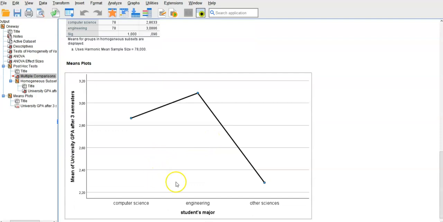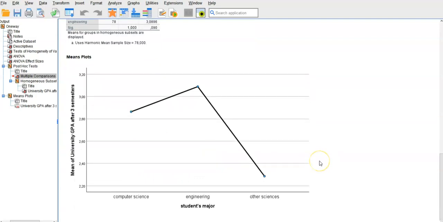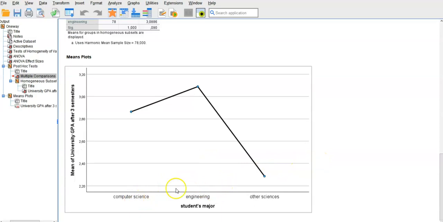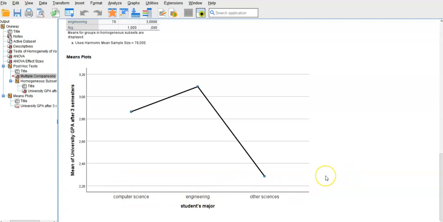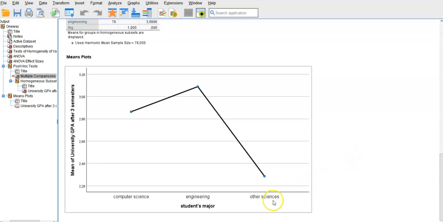And finally, this is the means plot. It shows visually how the three groups are different. Computer science and engineering are different, but not very much. However, other sciences are very different from these two. So we can conclude that the ANOVA test was significant, and in fact it happens because of the other sciences, and the other two, computer science and engineering, have similar mean scores. Thank you.